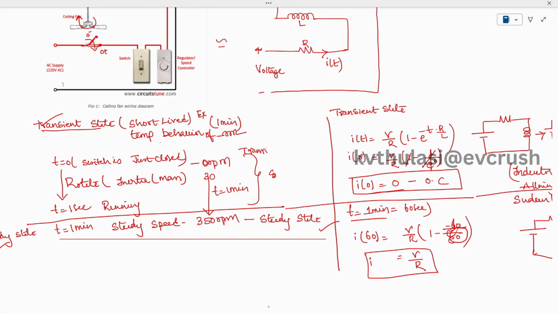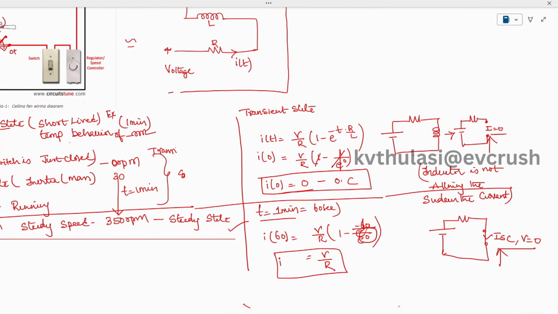So the fan will run. Here also, as soon as you give the supply to the inductor, it is not accepting that current, and it is making the current become 0. That's called the property of the inductor. Later on, if you apply the current slowly, in the form of di by dt, it gets charged. Now the inductor is acting like a short circuit.